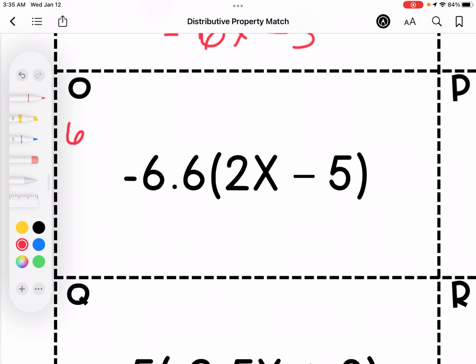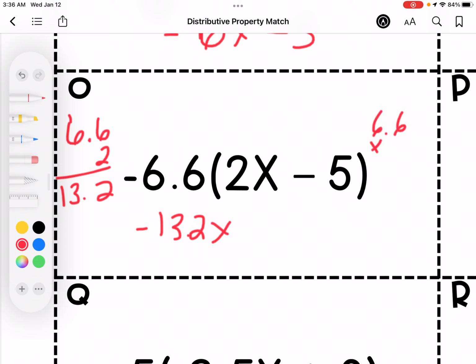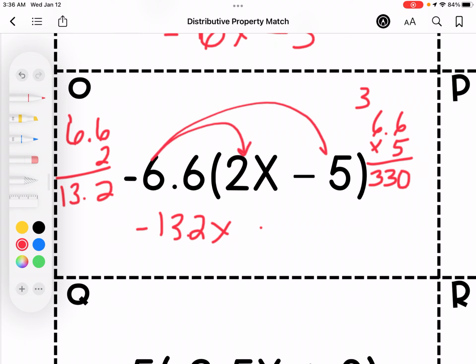All right, so 6.6 times 2 is 13.2. It's going to be negative. And then 6.6 times 5 is going to be 33. A negative times a negative, it's going to make a positive, so plus 33.